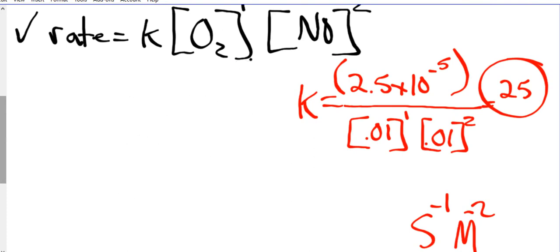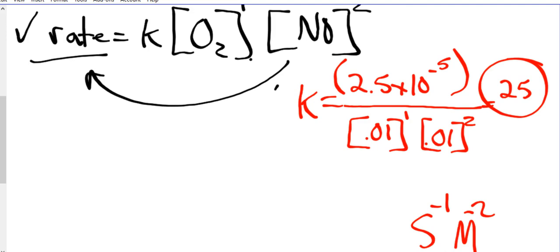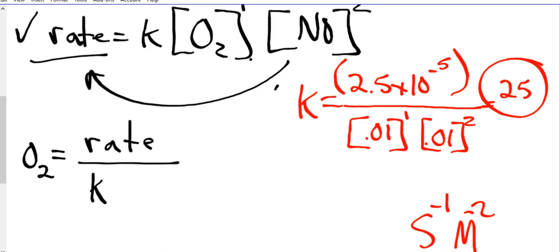So O2 will be equal, algebraically, to rate divided by K and NO. Are we all right with that? So I'm going to rewrite it. O2 is equal to rate divided by K times NO squared, right?